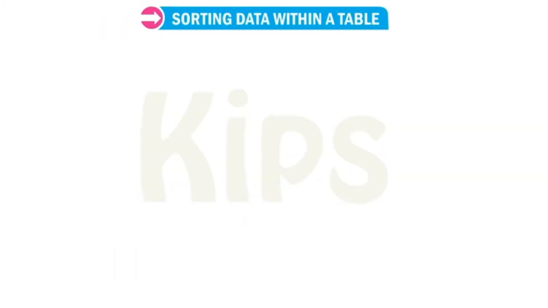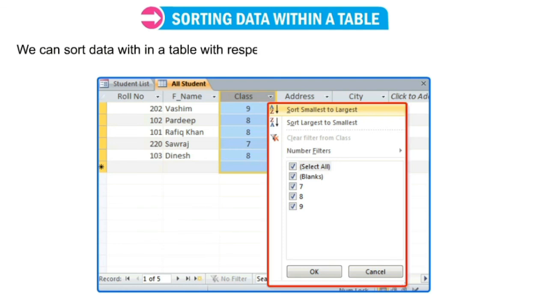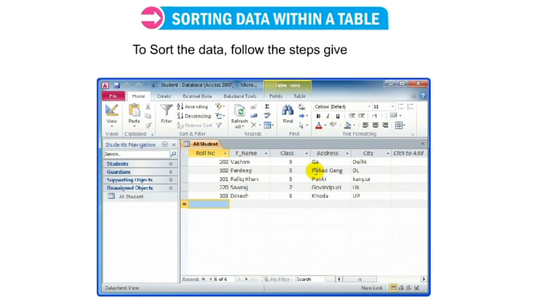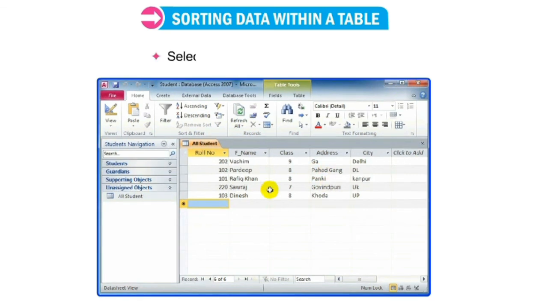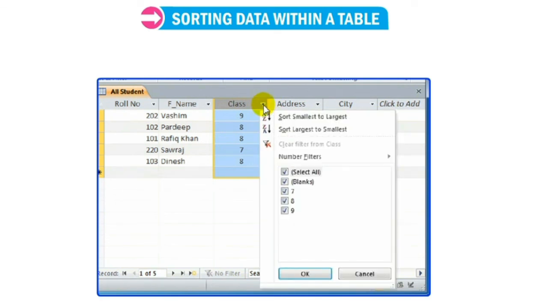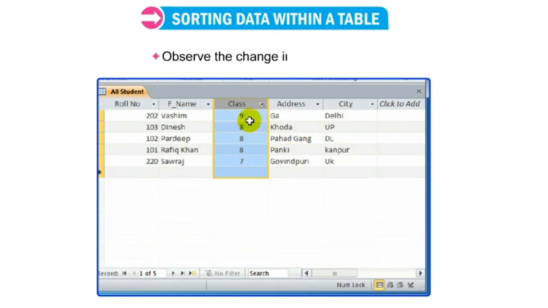Sorting data within a table. We can sort data within a table with respect to a particular field, either in ascending order or descending order. To sort the data, follow the steps given below. Select the field that you wish to sort. Click on the drop-down arrow to the right of the field. Select either the Sort Smallest to Largest or Sort Largest to Smallest option from the drop-down list. Observe the changes in the database.